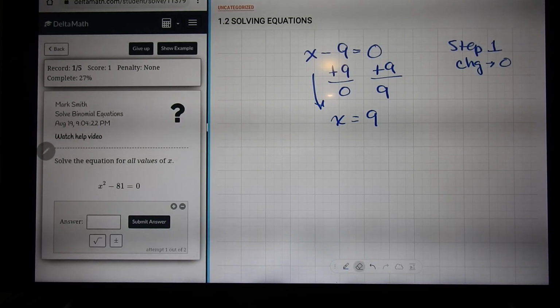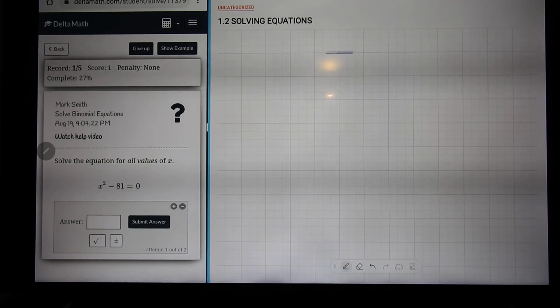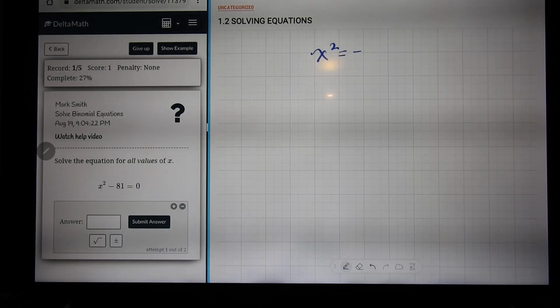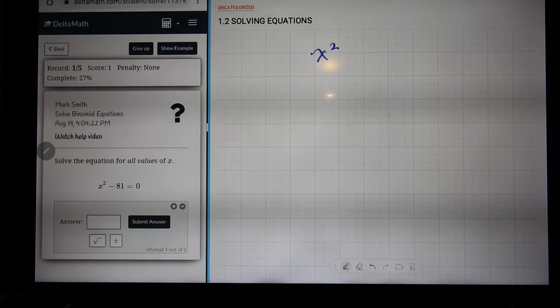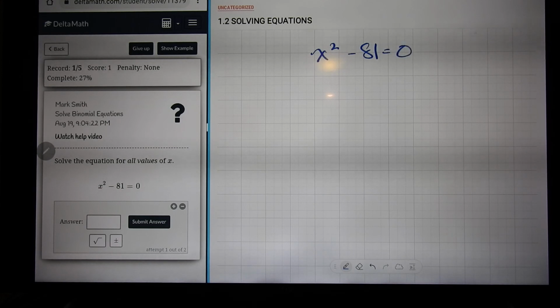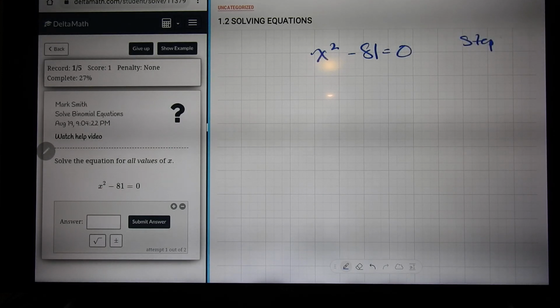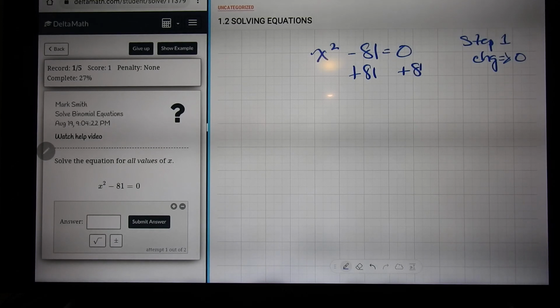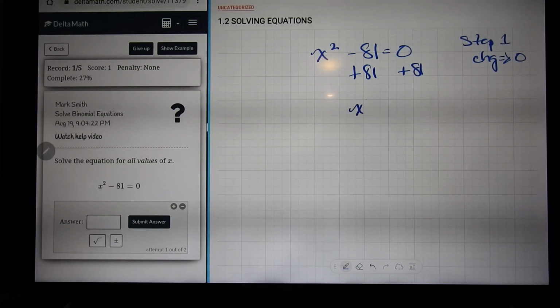All right, here's where you get quadratics. You have x squared equals, whoops, I jumped ahead, I did step 1 in my head, equals 0. Okay, so it's step 1. Step 1 is change something to 0. That's 81, so we're going to add 81 to both sides. All right, and we end up with x squared equals 81.